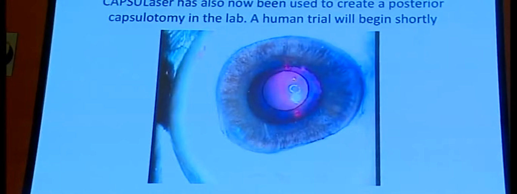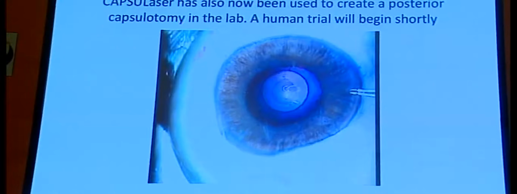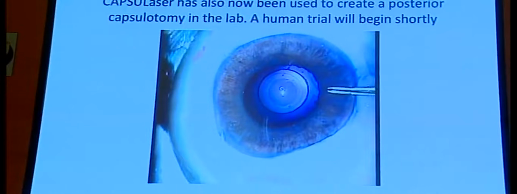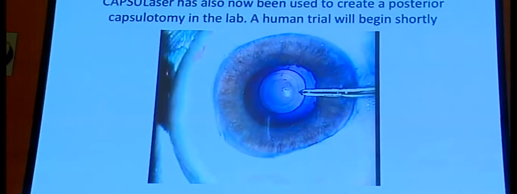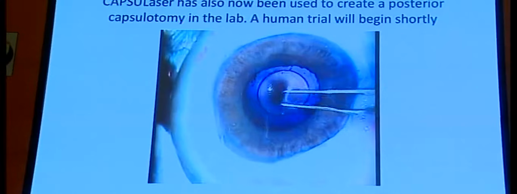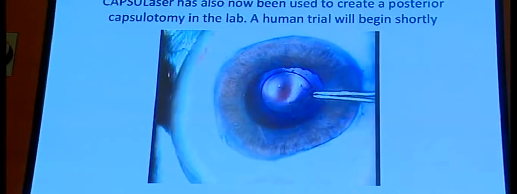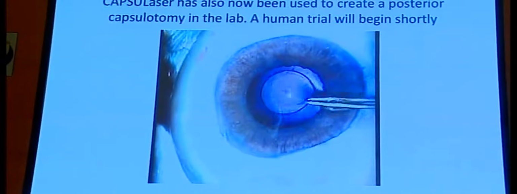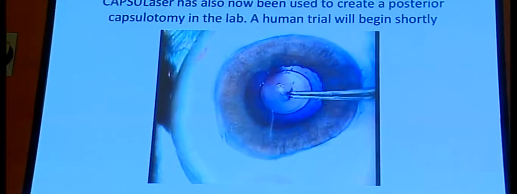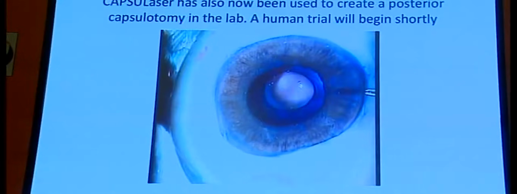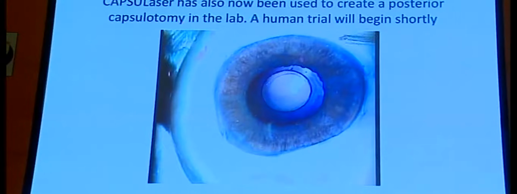A lot of work is going on. And now the next work is going on is to use the same capsular laser for posterior capsulotomy. If you can make an anterior capsulotomy so simple, you can also make the posterior capsulotomy so simple. So it will have a great use in pediatric eyes. And it will be just so simple. So the future for ophthalmologists is getting more and more simple.